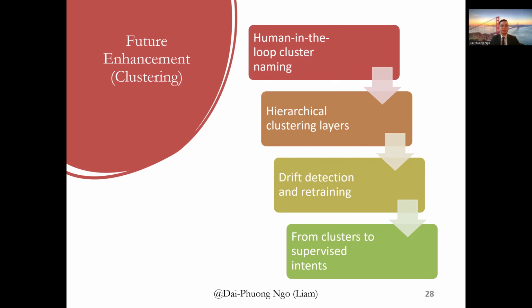Another direction is hierarchy. The current clusters are flat, but many could naturally be split into subtopics or grouped into higher-level categories. A hierarchical view would better support navigation and analytics. Over time, data drift will become a concern. A production system would need periodic retraining, monitoring of cluster size trends, and alerts when new themes emerge. Ultimately, these clusters are best viewed as stepping stones toward supervised intent models rather than replacements for them.